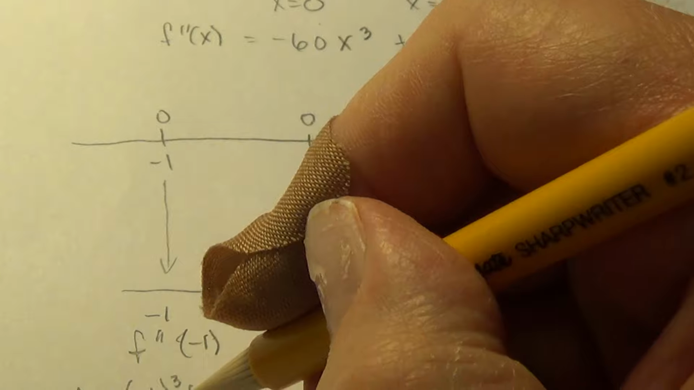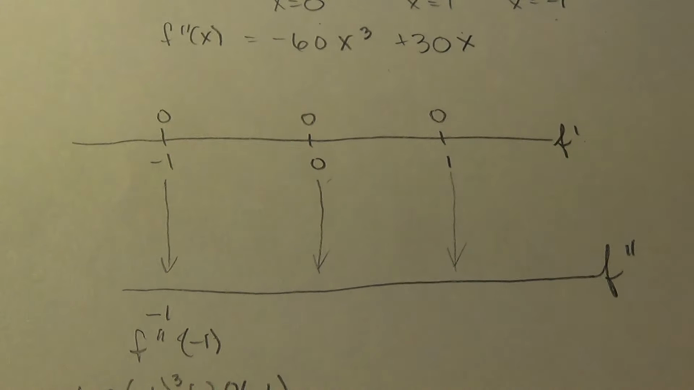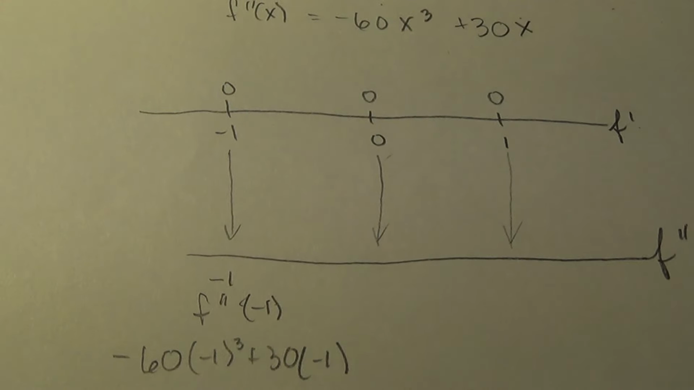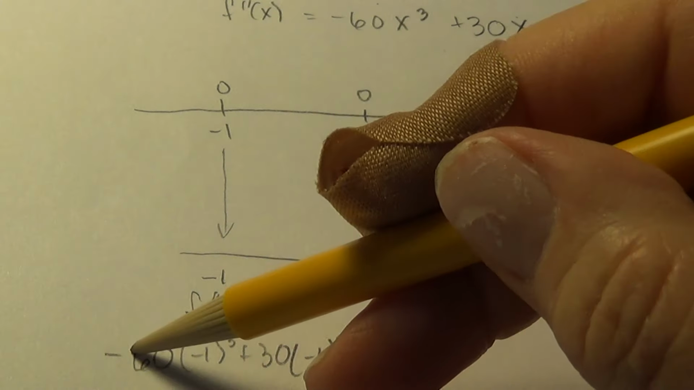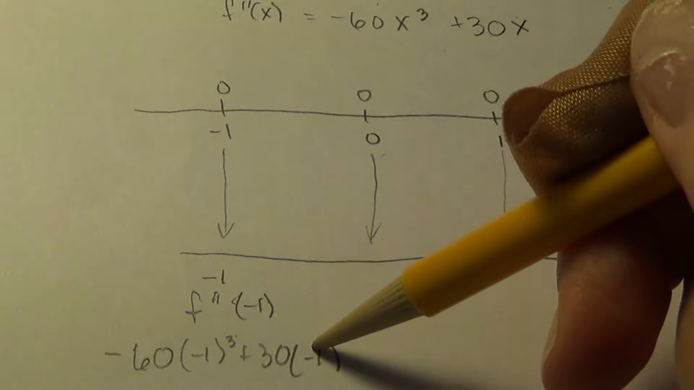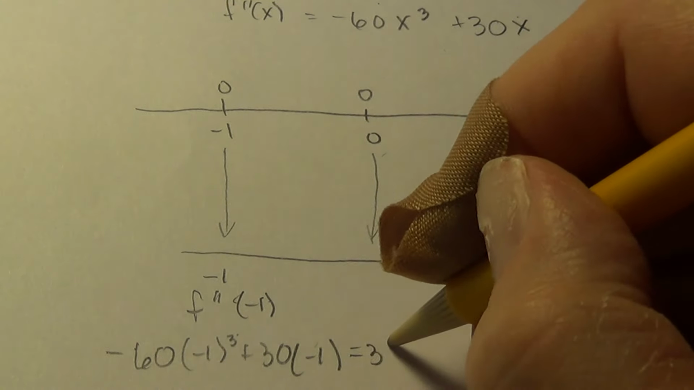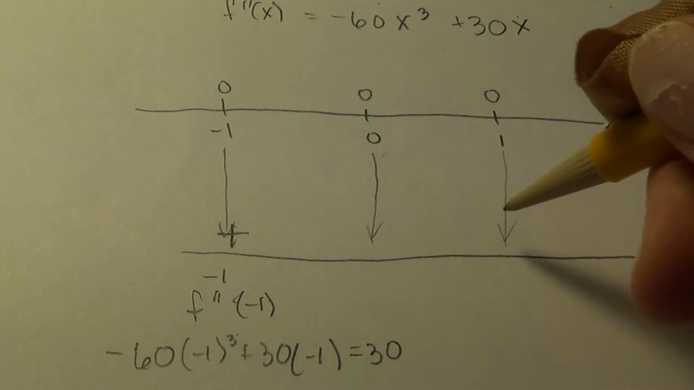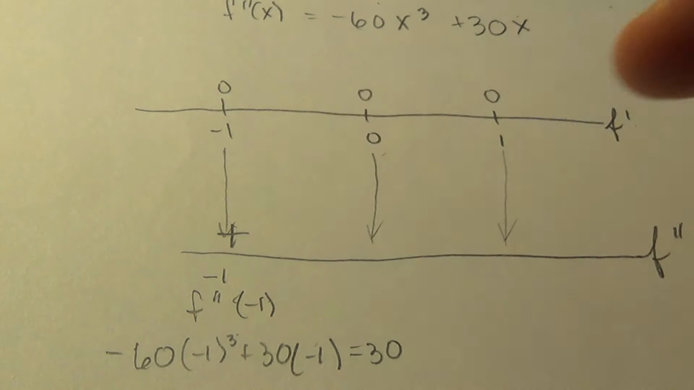-60x cubed plus 30 times -1. And once again, I don't really care what that value is, but it's sign. I might have to go the distance on that one. So this gives me a -1 cubed, positive 60, and a -30. So this works out to be 30. And that is a positive value. So I'm going to indicate that my second derivative at this point is +1.